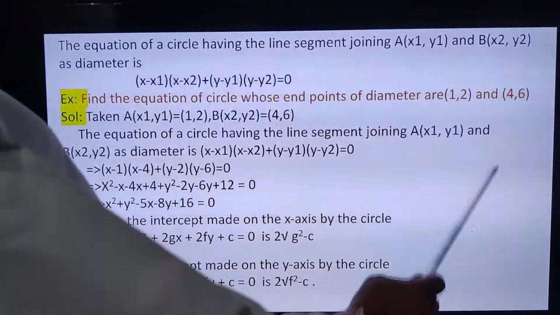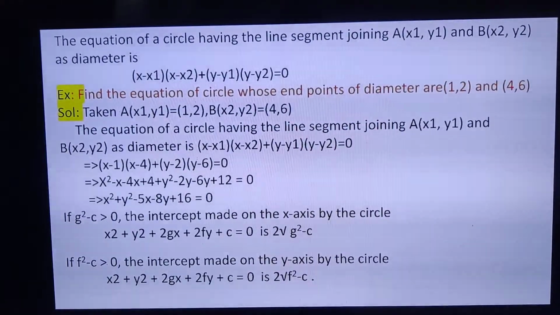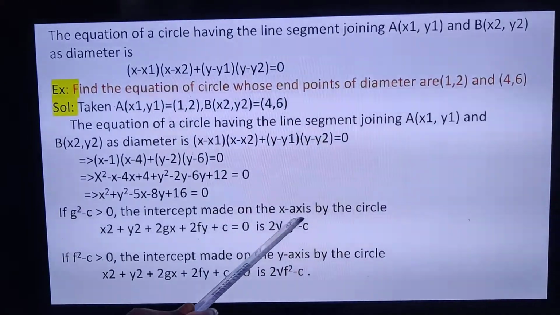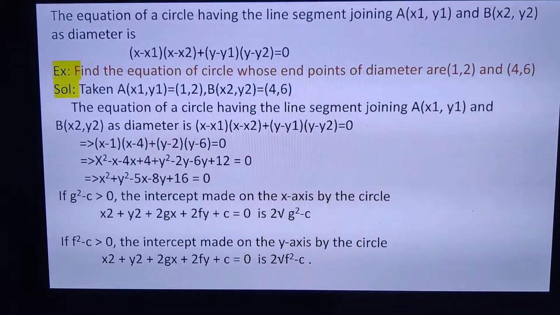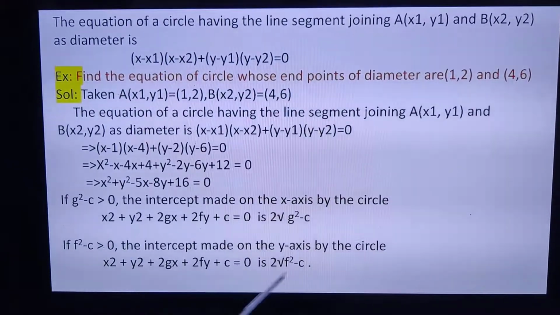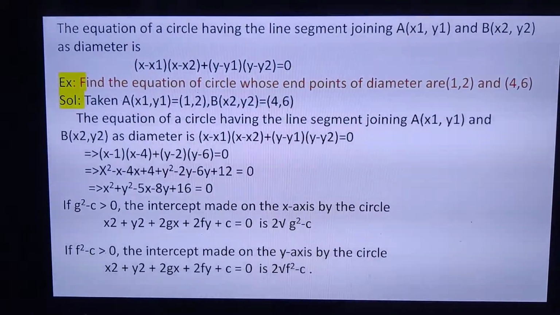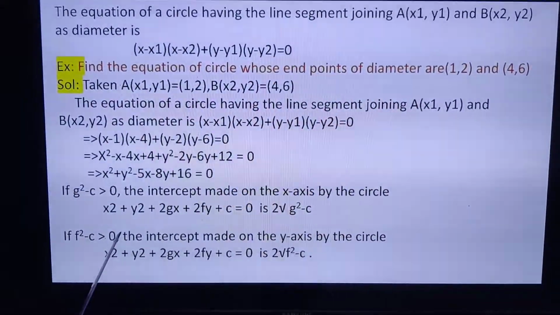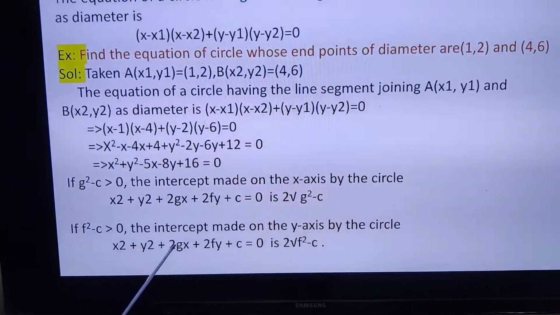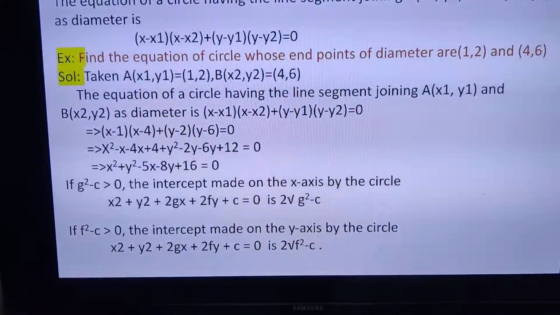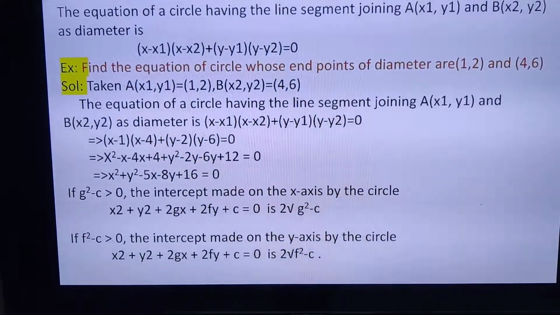A circle is here, with intercepts made on the x-axis and y-axis. If g square minus c is greater than 0, the intercept made on the x-axis by the circle x square plus y square plus 2gx plus 2fy plus c is equal to 0 is 2 into root over g square minus c. Similarly, if f square minus c is greater than 0, the intercept made on the y-axis by the circle x square plus y square plus 2gx plus 2fy plus c is equal to 0 is 2 into root over f square minus c.